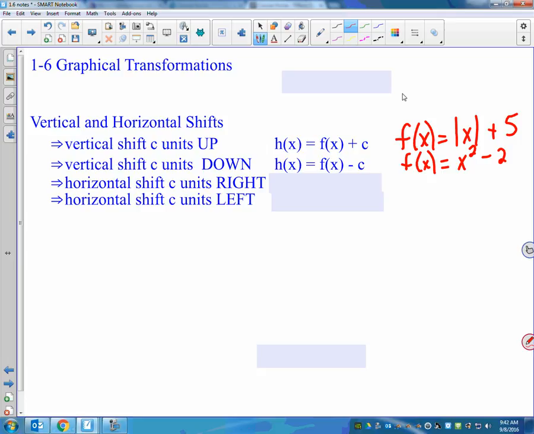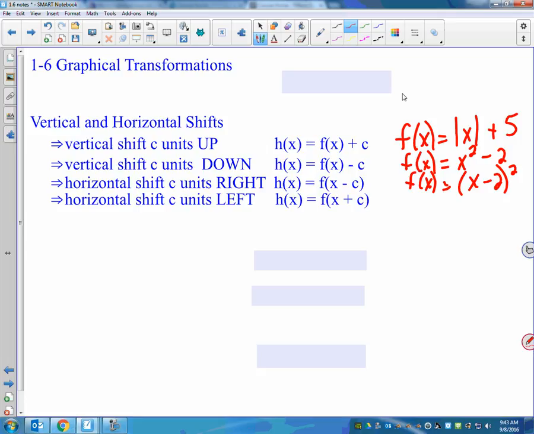Left and right means you're going to add or subtract inside the function, but it's the opposite of what you would think. If you're moving something to the right, you actually subtract the number. So that would be like if I said parenthesis x minus 2 squared. If the minus 2 is inside the square, that means I'm moving it to the right 2 units. And if I'm moving it to the left, it's actually adding it inside the function. So that would be like parenthesis x minus 5 cubed.